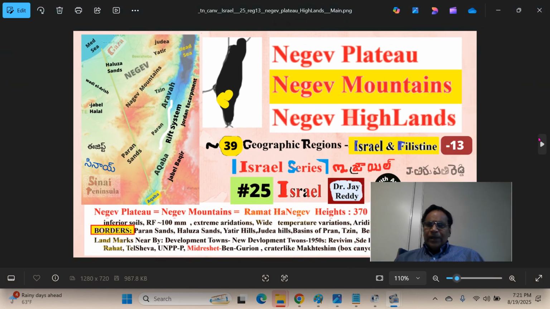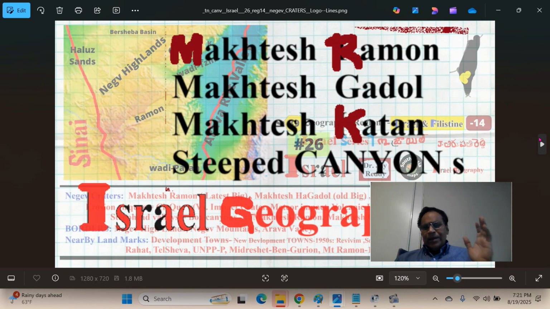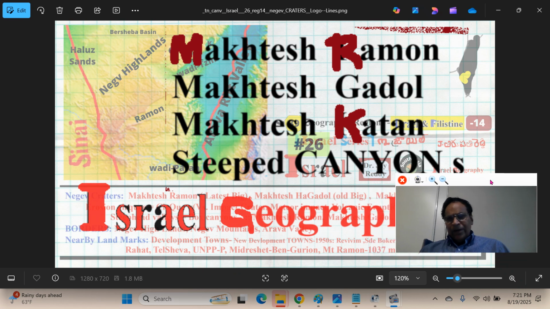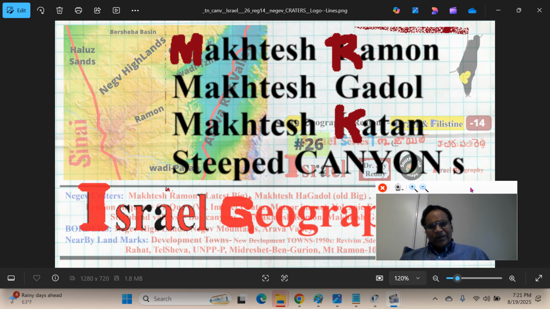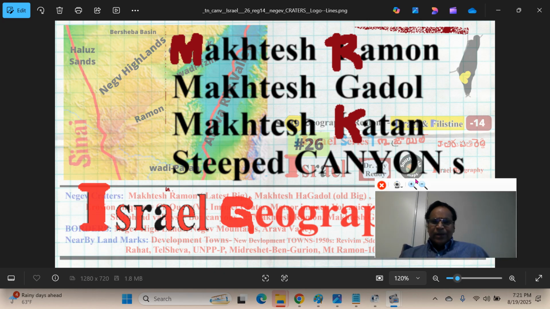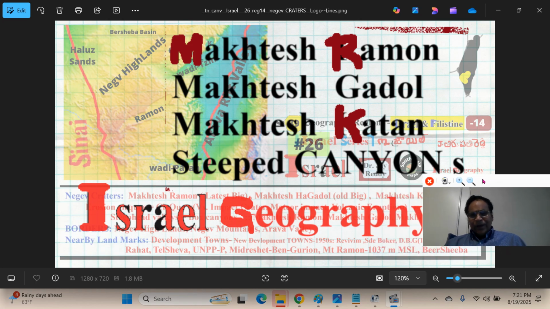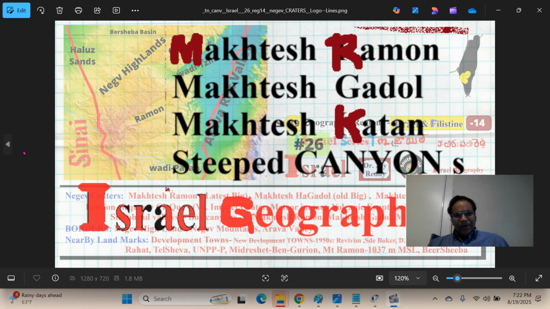In the next presentation, we'll be talking about the craters, Makhtesh Ramon, Makhtesh Gadol, steep-sided craters, cirques. These are unique erosional valleys, very unique to the geology itself. So a lot of domestic and international tourism comes here to see them. 10% of the global tourists come to this area. So it's a very, very important geological feature. I'll bring it to your cognizance in the next presentation.